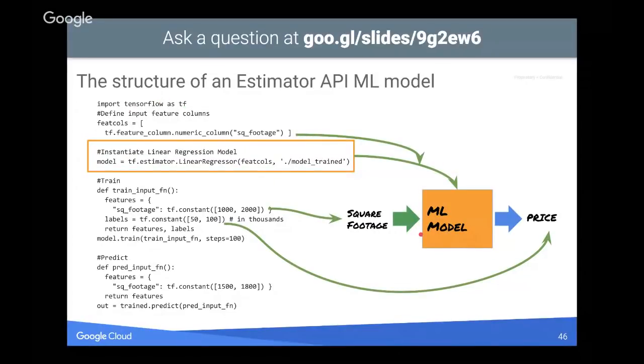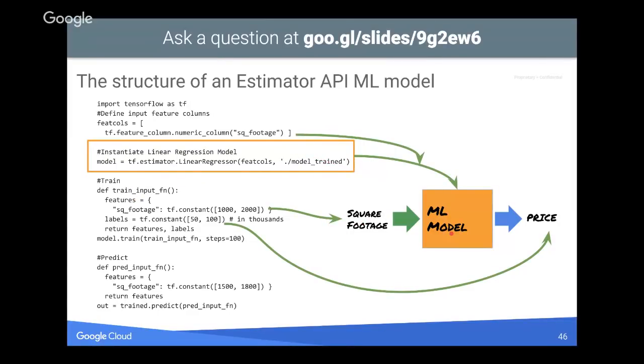Now I have to define. My machine learning model is taking area, square footage, and it is predicting price. A really simple, stupid model. Just take area and give me the price. So I'm telling it, this is a numeric column. Square footage is a numeric column. I'm creating a model. So the model is created here, and it is specified here as square footage.